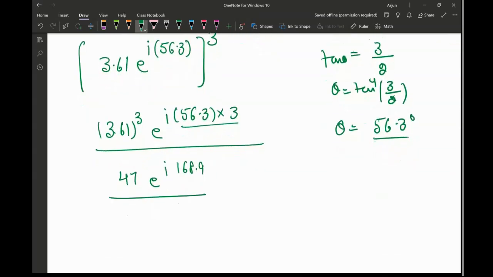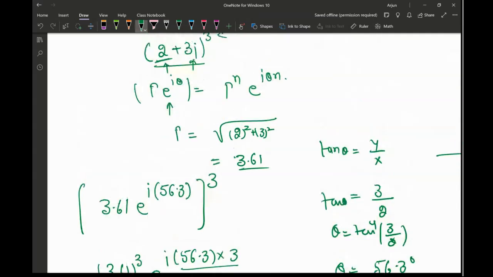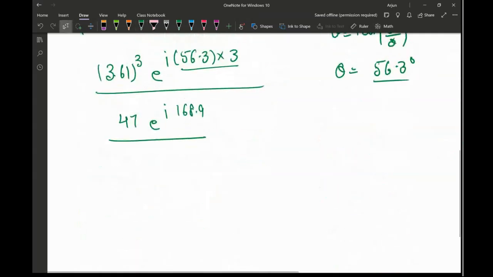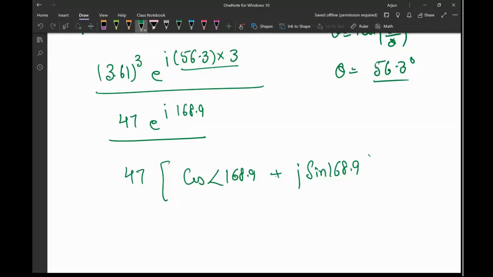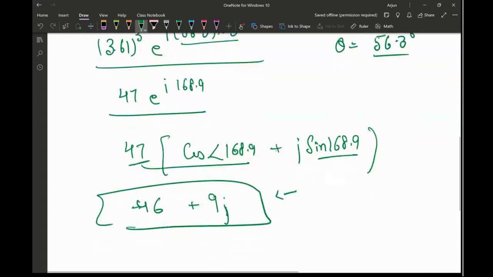Now I want to write it back into the rectangular coordinate form, because that is where I started from. But before that I have to write it in the polar coordinate form. So I will write it as 47 times cos of 168.9 degrees plus j sine of 168.9 degrees. Then multiplying 47 with these values gives negative 46, plus 9j. So negative 46 plus 9j will be your final answer.